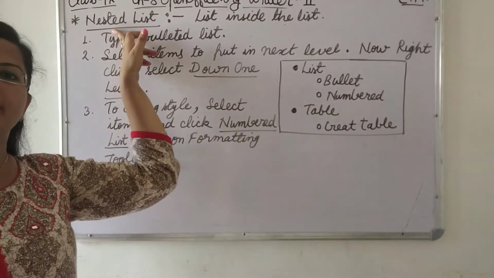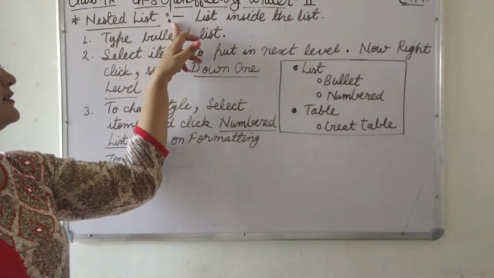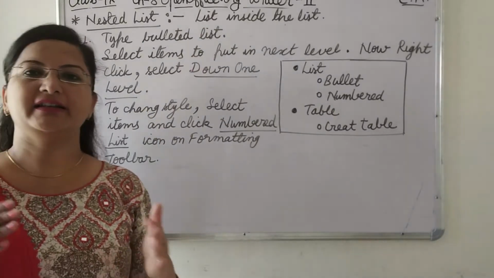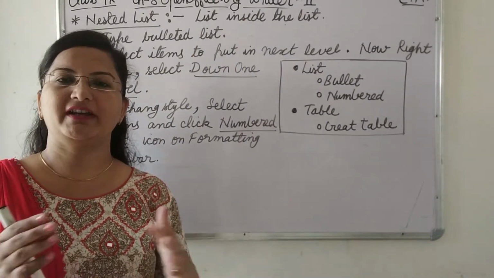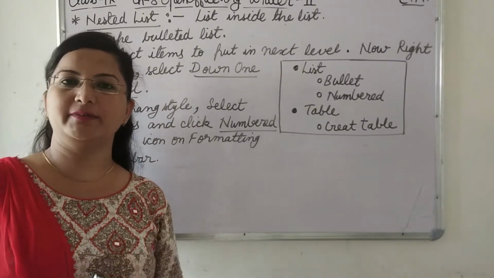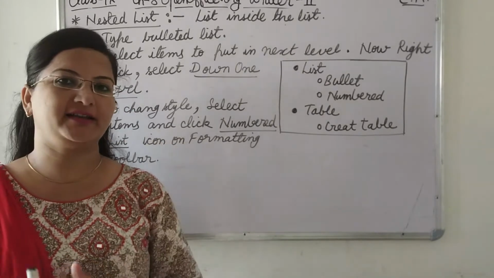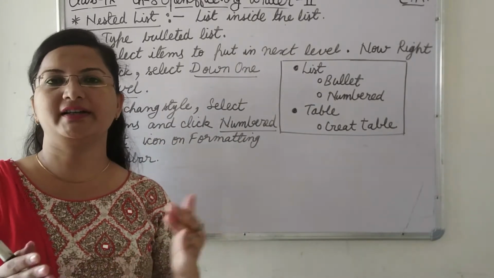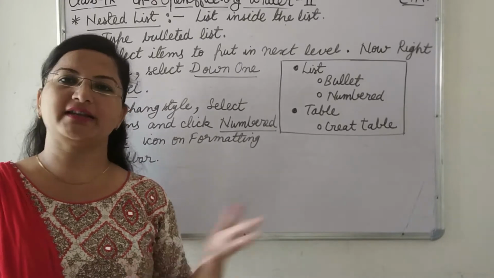Now students, nested list. Nested list means a list inside a list. We can insert a numbered list inside a bulleted list, or a bulleted list inside a numbered list, or a bulleted list inside another bulleted list, and so on.